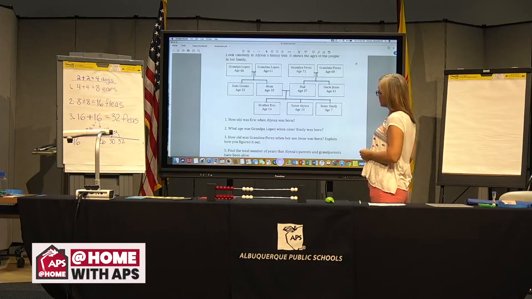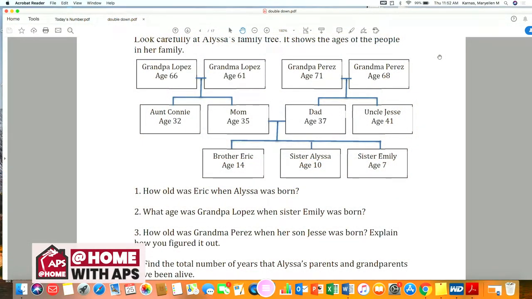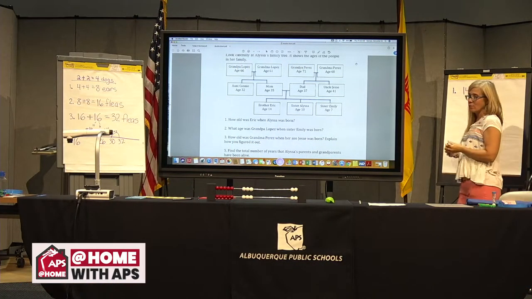So the first question we were supposed to answer is, how old was Eric when Alyssa was born? So Alyssa is 10. It says on our chart that Alyssa is 10. Eric is 14. So if we take away Alyssa's age from Eric's age, we should be able to figure out how old he was when Alyssa was born. So for number one, Eric was 14 and Alyssa is 10. So we need to take 10 away from 14.